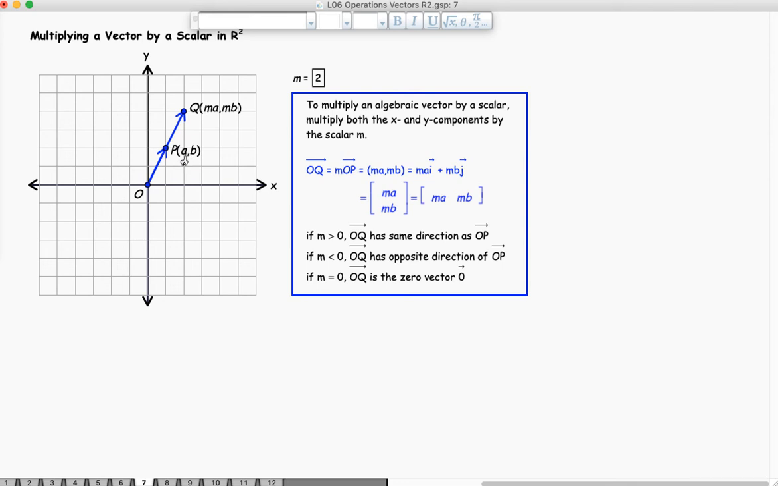Vector OP in Cartesian form is (A, B). So OQ is (MA, MB), or it's MA times vector i plus MB times vector j, or in column vector form MA over MB, or in row vector form. If M is greater than 0, we'll have the same direction. If M is less than 0, OQ has the opposite direction. And if M is 0, then OQ will become the 0 vector, which has a magnitude of 0 but no direction.